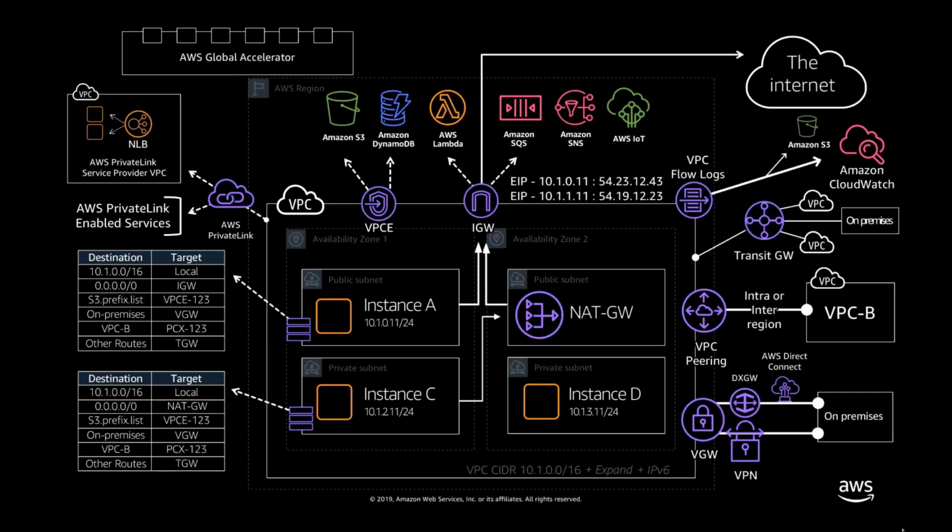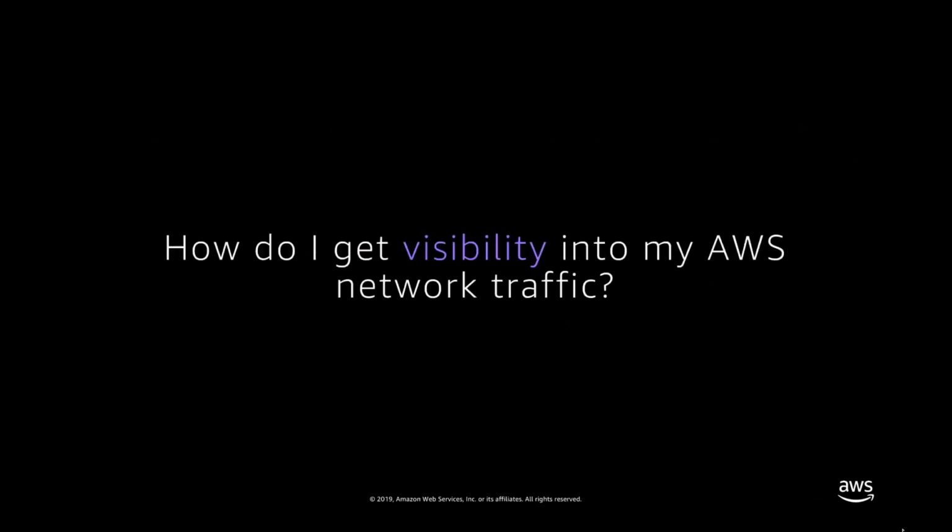And then you have Global Accelerator at the top. So this is just a quick snapshot of what you can do with your AWS environment. And the key thing here is how do you keep an eye on the traffic coming in and out of your network. So let's get started with flow logs first.